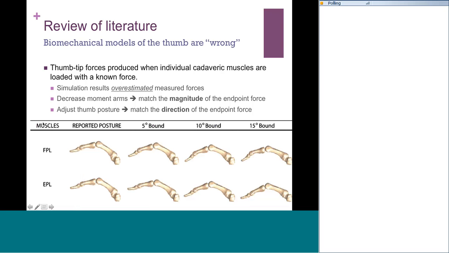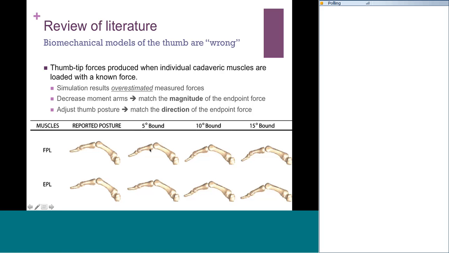What we did is for 4 of the extrinsic muscles, the model that I developed with Kate Holzbar and Scott Delp only included the 4 extrinsic muscles, the muscles that originate in the forearm and attach in the thumb. And so here I'm showing the FPL, the major flexor, and the EPL, the major extensor. The reported posture here is the posture reported in the Perlman 2004 cadaveric study. So you can see this looks like if the hand were here, it would be a very functional lateral pinch posture.